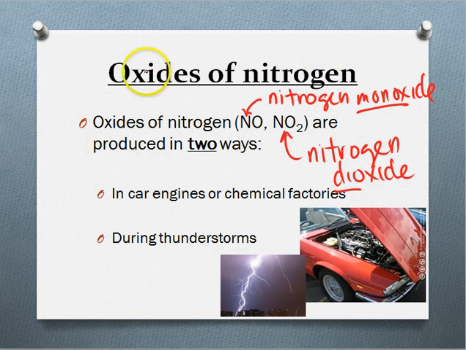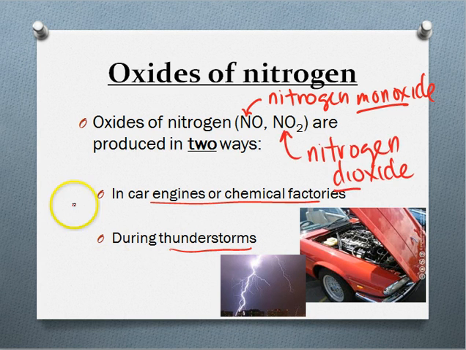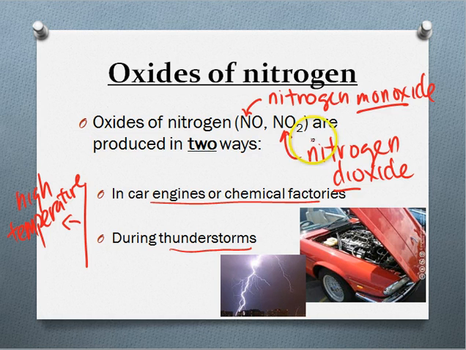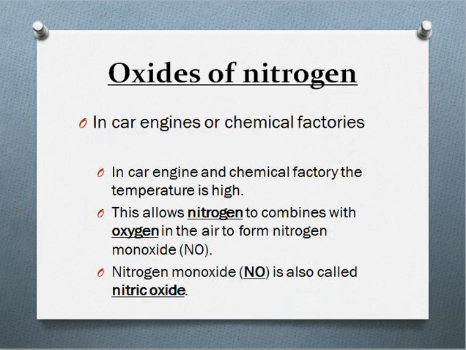So this is another air pollutant. Where do we get it from? Car engines or chemical factories. The other one is thunderstorms. So there are two different ways of producing it. The key common feature here is high temperature. Under very high temperature, the oxygen and the nitrogen in the air will fuse to form nitrogen monoxide and nitrogen dioxide.